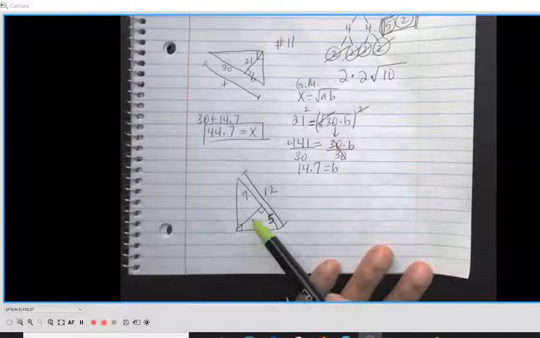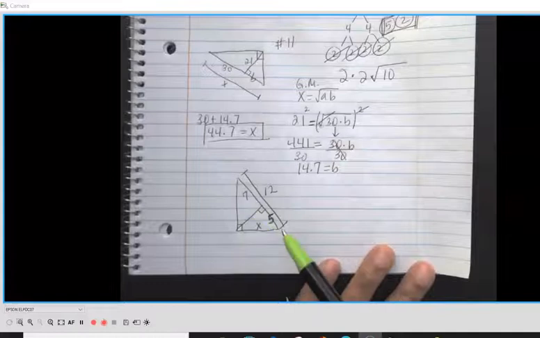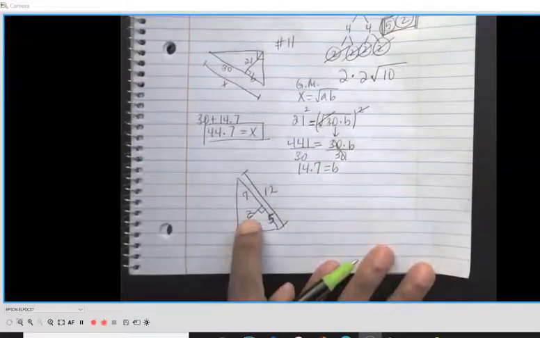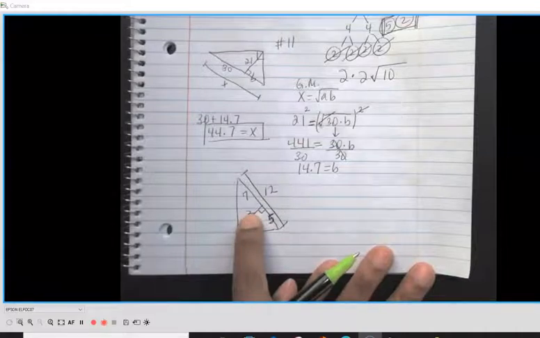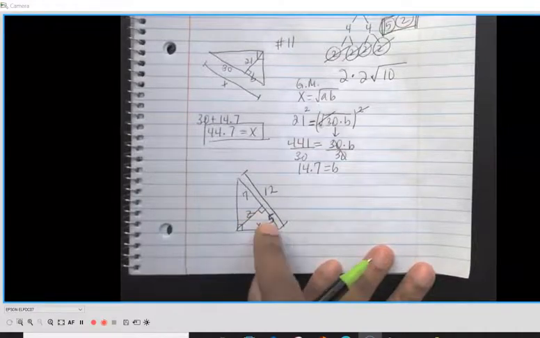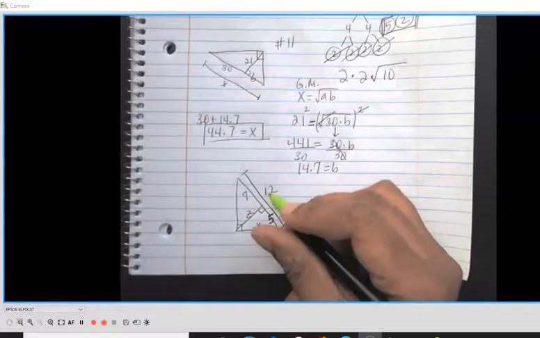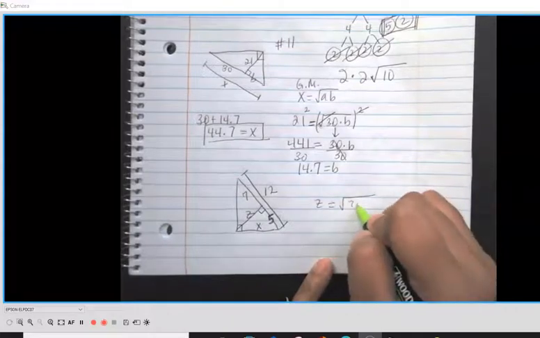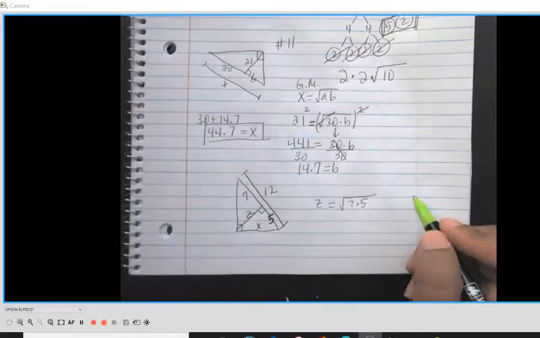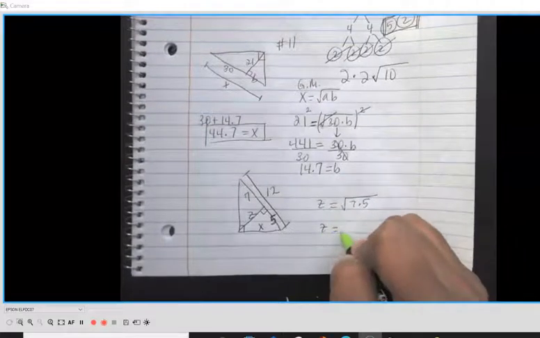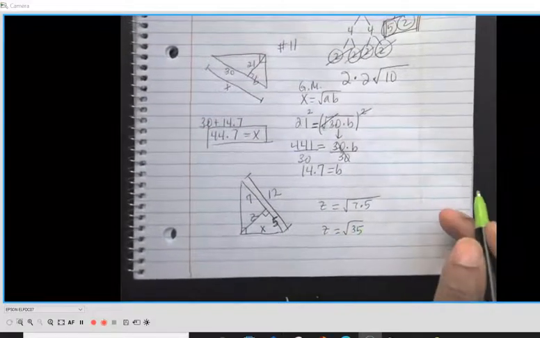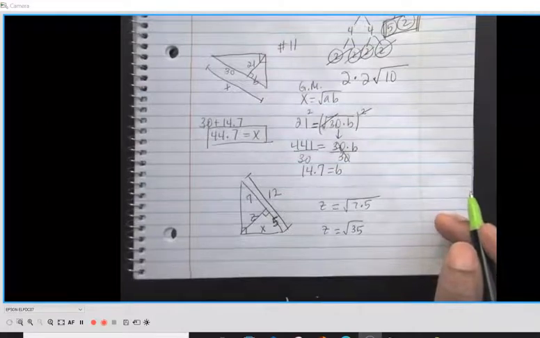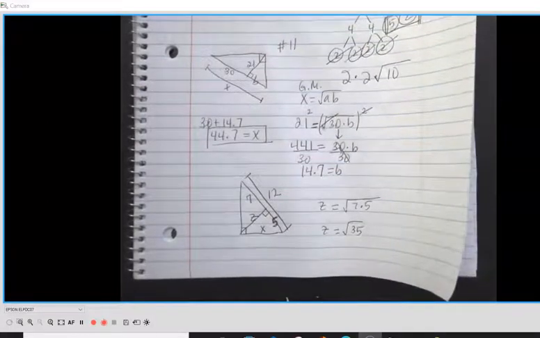Okay, so I want to basically get this one, and for the sake of the fact that this is an x, let's call this a z. So we're going to solve for z, and then when I have those two sides, guys, I can use the Pythagorean theorem and get that third unknown side. So the way I'm going to set this one up is z, which is the altitude, equals the root of a times b. So that's 7 times 5. And now I have z is equal to the root of 35. 35 is not prime, it's 5 times 7, so I'm just going to leave that in square root form. So that's what this altitude is, the root of 35.